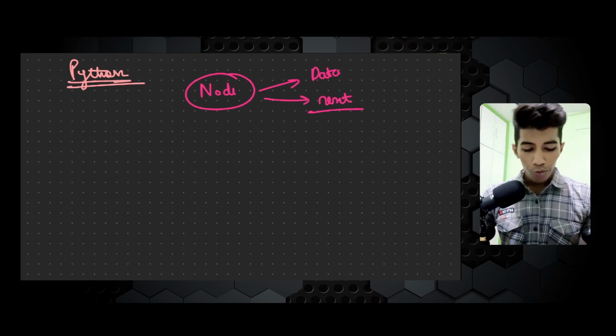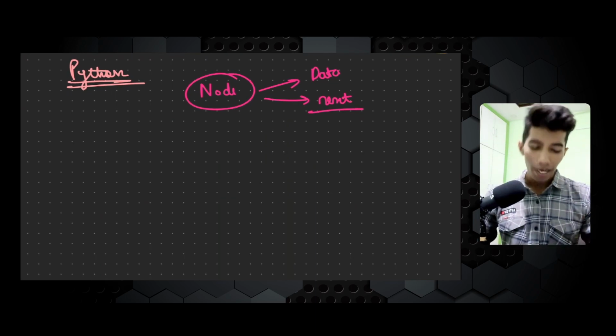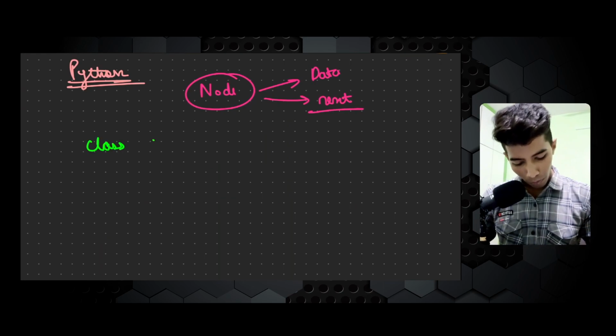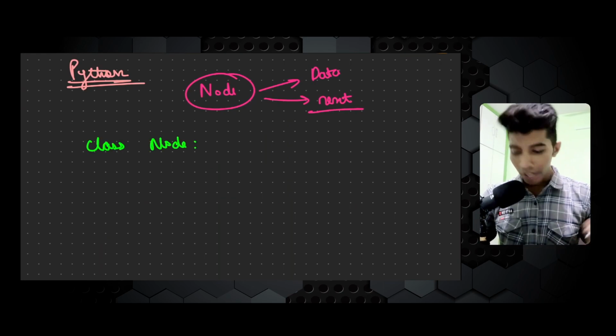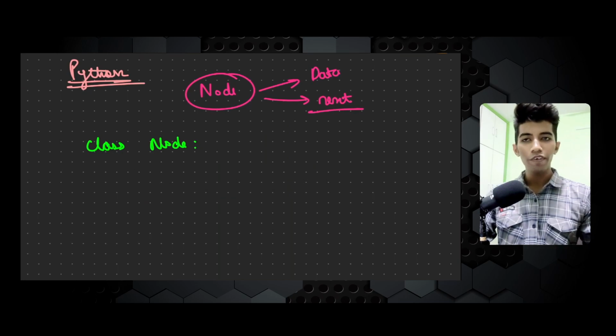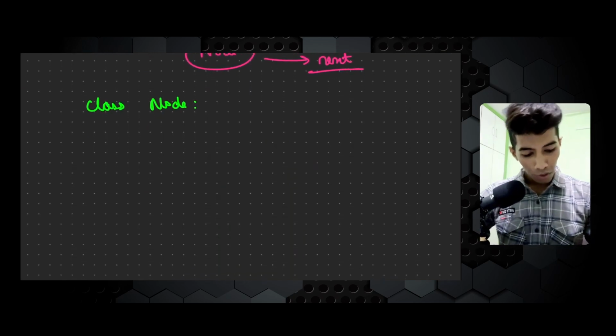So how will we use the OOPs concept to implement it? We will use one class. We will create one node class, very much dynamic and very much significant. Simply we have just created a new class over here. Now how will we solve this problem? So let's see.